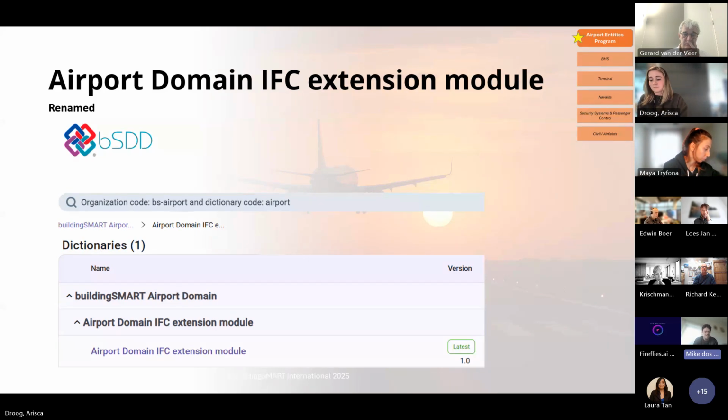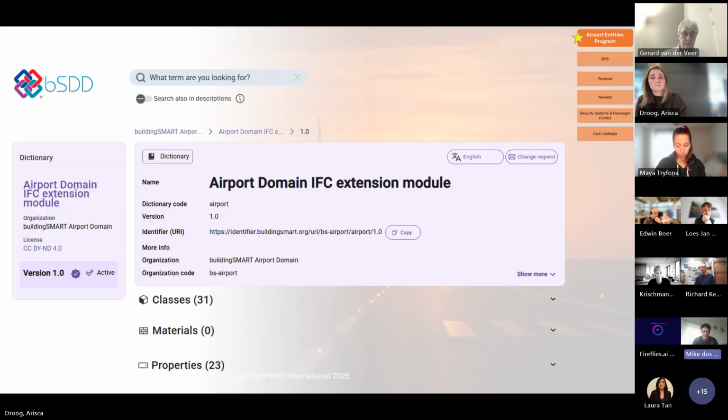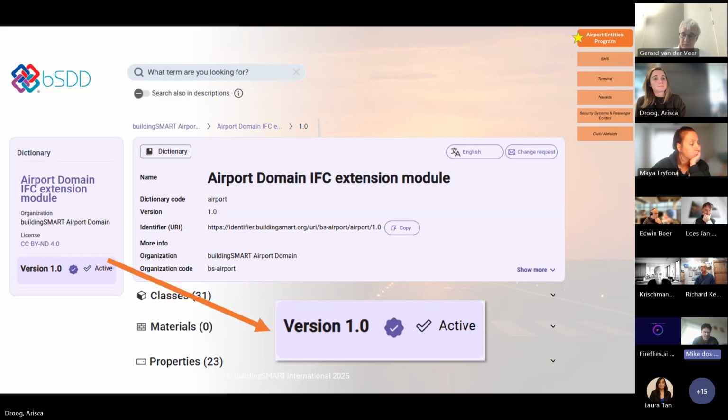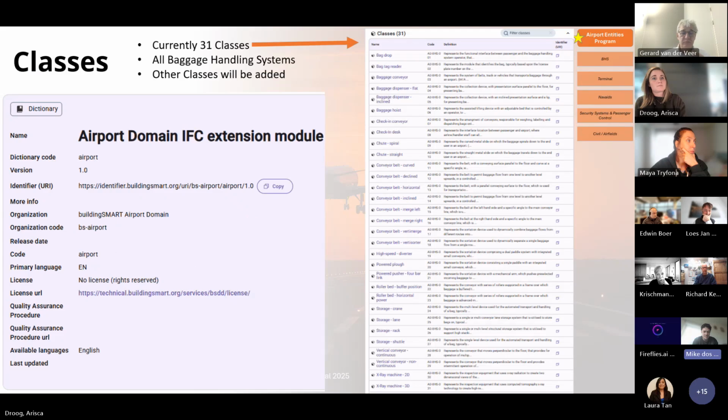human visible way of looking at the domain, which is the bSDD airport website. So it starts with buildingSMART Airport Domain, which is the organization, and then it shows the domain itself, which is called Airport Domain IFC extension. And if you go to the next slide, you'll see it's version 1.0 and it's been verified. Next slide. Which means that it complies with the guidelines that buildingSMART has set. And if you go to the next slide, you'll see that currently there are 31 classes in the airport domain.